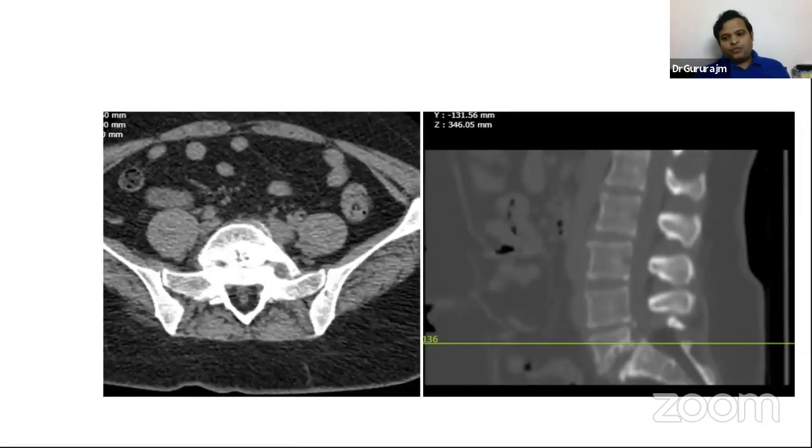So what is the plan now? We have our blood parameters normal, and we have this in front of us with a grade 2 to grade 1 listhesis, with a right side pedicle being very narrow. So yes, what is that? Sorry. Yes, Ajay, you can talk.